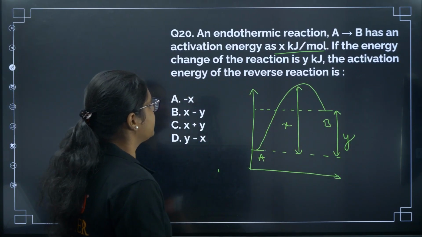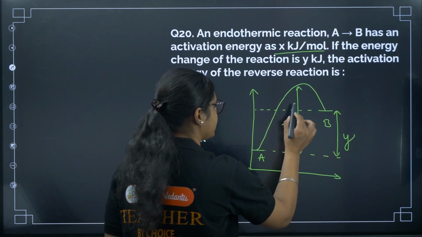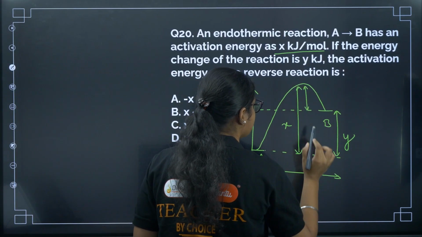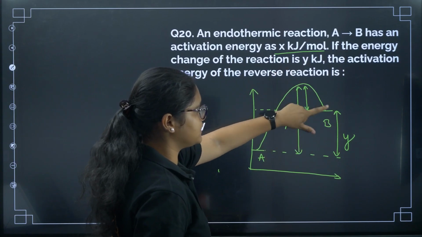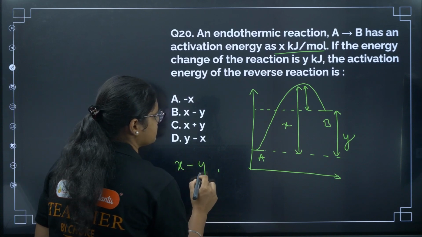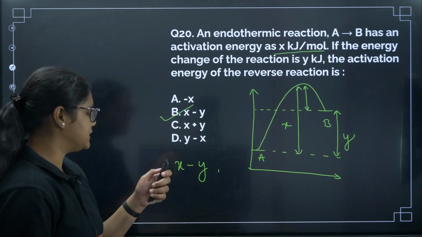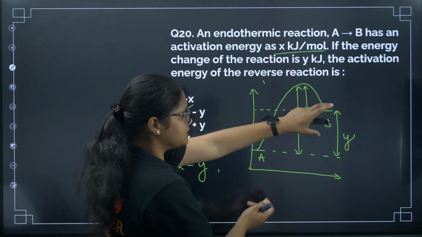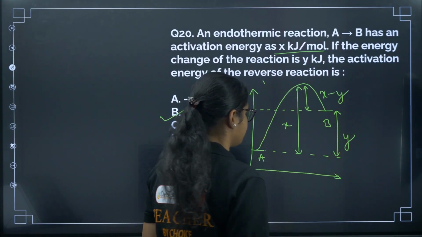Okay, next, the activation energy of the reverse reaction. So we have to calculate this value. Okay, So this total value is X, this value is Y, this is the activation energy of the reverse reaction. So this value is your what? X minus Y. So the correct answer for this question will be option number B. Okay, very easy one. Total value is X, this one is Y. So what will be this value? This value is nothing but X minus Y.